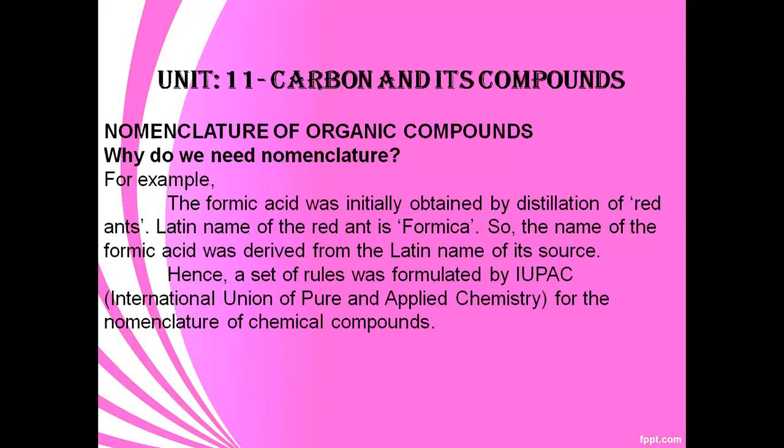The characteristics of the homologous series were discussed in the last class. In this class we will discuss the nomenclature of organic compounds, the IUPAC name. Why do we need nomenclature? In olden days, the names of organic compounds were related to natural things. For example, formic acid was initially obtained by distillation of red ants. The Latin name of the red ant is formica, so the name of formic acid was derived from the Latin name of the source.